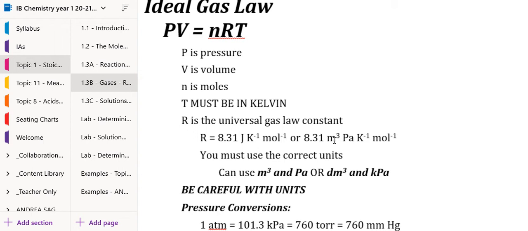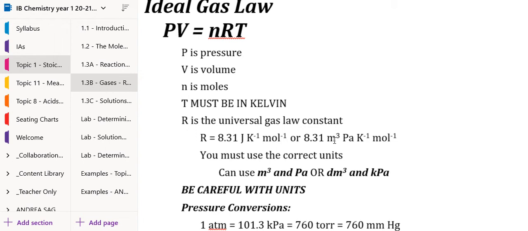So when you are using R, this is just something I would stick in my head. If you're going to use pascals for pressure, P, then your volume needs to be in meters cubed. Or you can use decimeters cubed for volume and kilopascals for pressure. We are going to land mostly here. But you're going to have to remember that. You have to be careful with units. Always be careful with units.